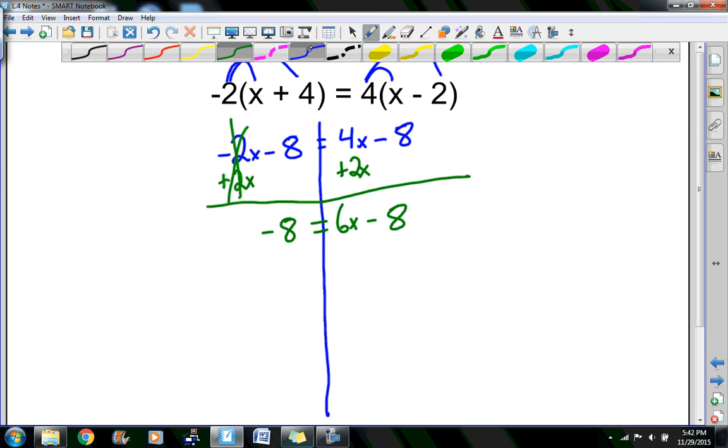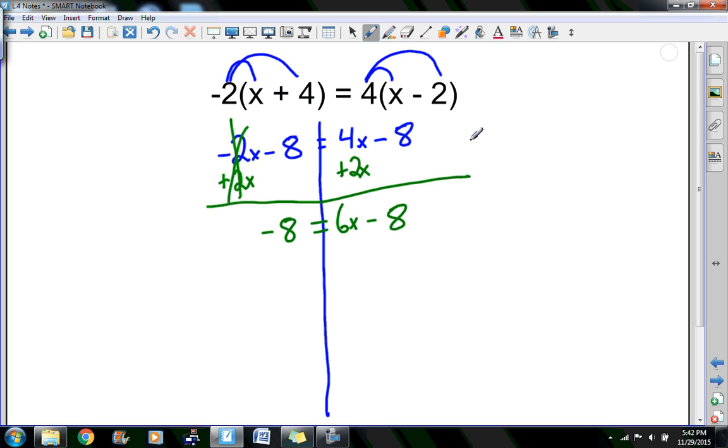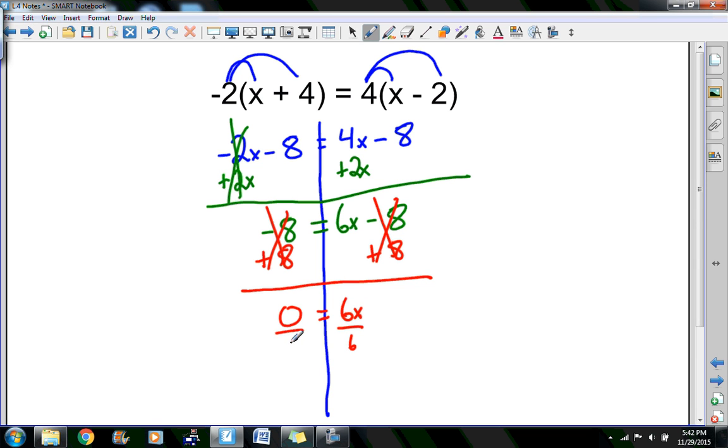Well, now I need to move that negative 8 to the right. So I'm going to add 8 to both sides. And now one thing people do is they put an x on both. Well, an x means 0. So I have 0 over here and 6x over there. Well, if 6 times x equals 0, well then x has to equal 0, or 1x has to equal 0.